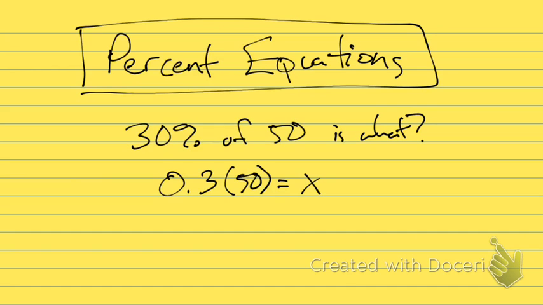Now, to hack this, I would find 10% of 50 because that's really easy to do. It's just a decimal move, so you get 5. So 30% is 3 tenths, so 15. But if you do 0.3 times 50, it is 15, right?